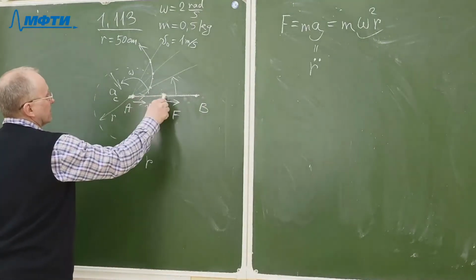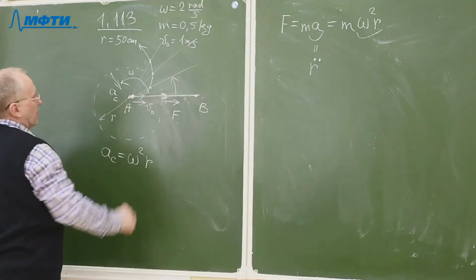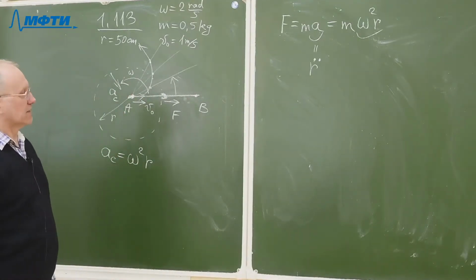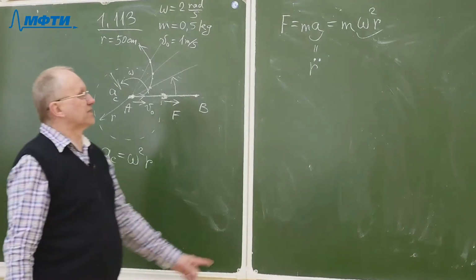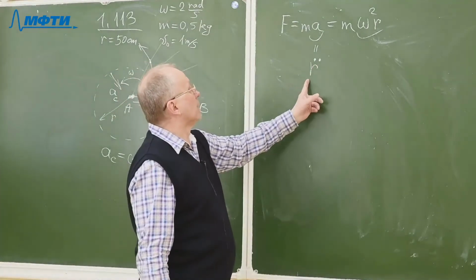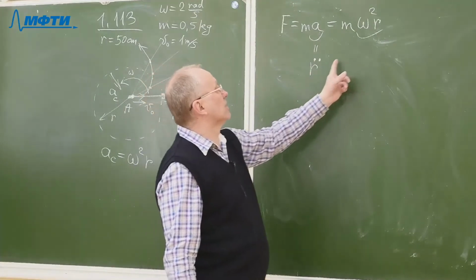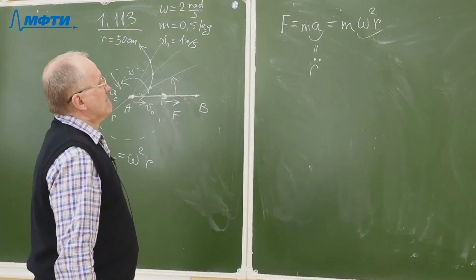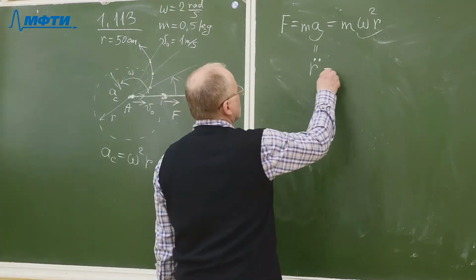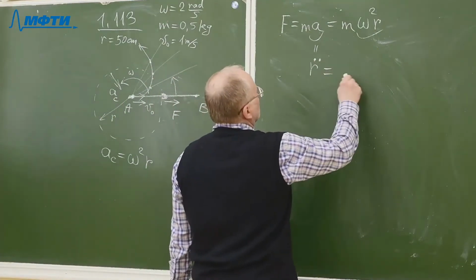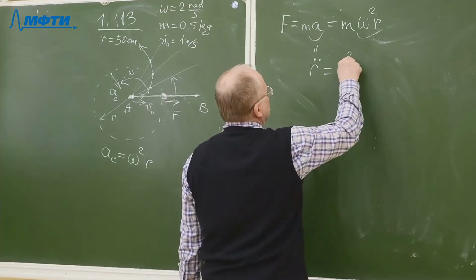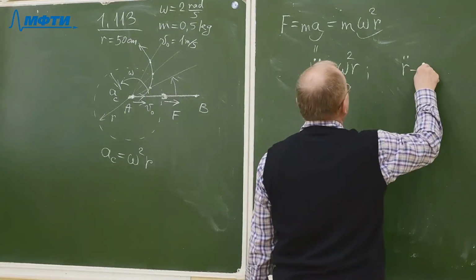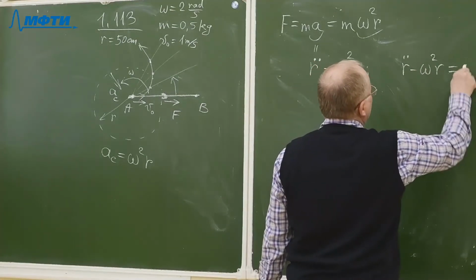If r denotes the distance of the ring from the axis of rotation, the second derivative is the acceleration, and the acceleration is known. It's omega squared r. So we have this equation, r double dot equals omega squared r. Or it may be written as r double dot minus omega squared r equals 0.